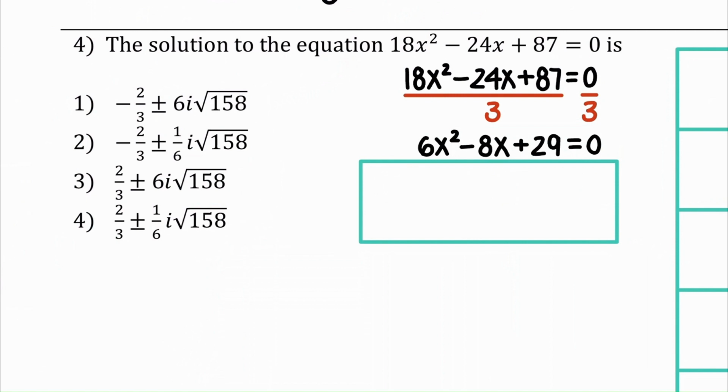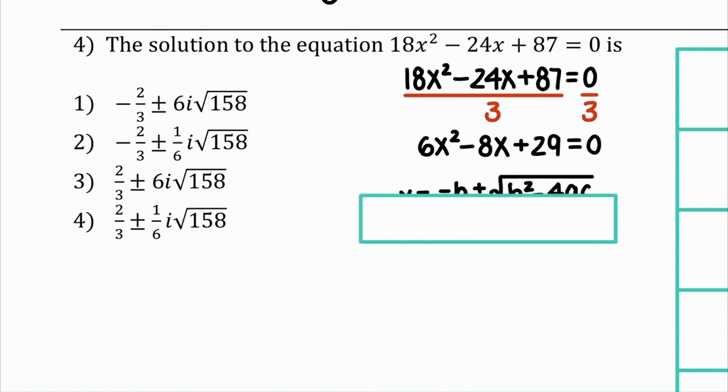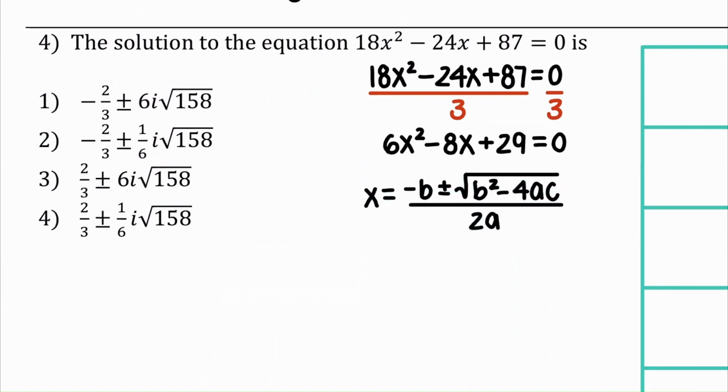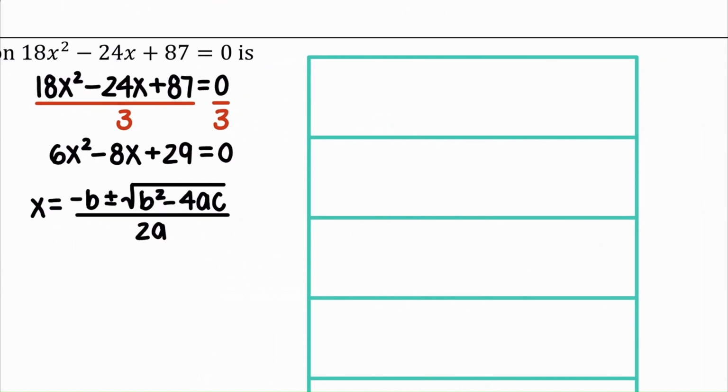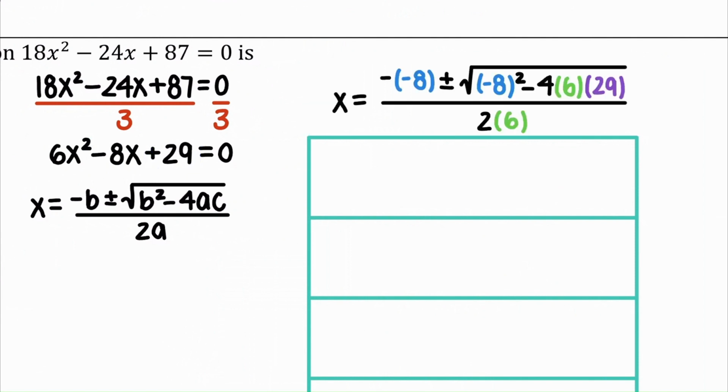and then leaving us to work with fractions. So instead, this is one of the rare moments where I will say using the quadratic formula is more beneficial. So let's identify a, b, and c here. So we know that a is going to be 6, b is negative 8, while c is positive 29. And so substituting that into the quadratic formula gives us as such.